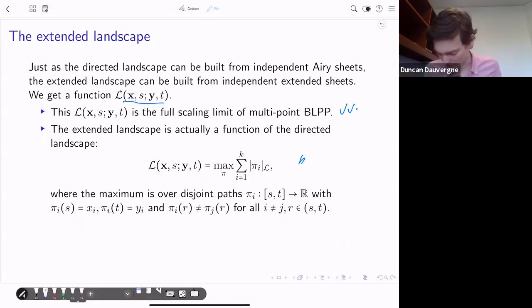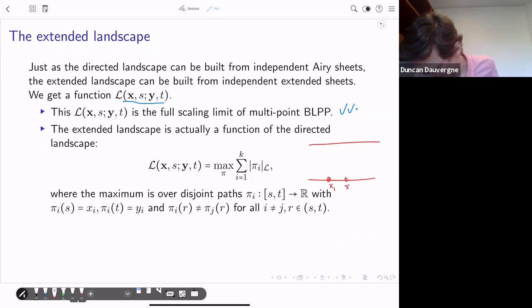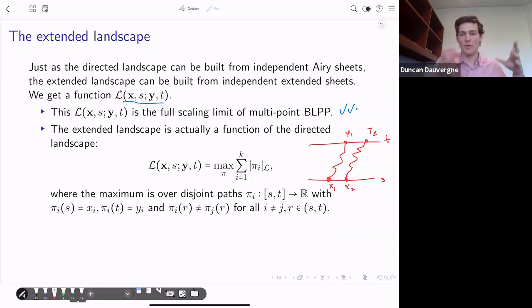So what should you have? Basically, if I want to look at, say, the extended landscape value from X1, X2 up to Y1, Y2 at some fixed times X and T, I should just optimize over sums of disjoint paths in the original directed landscape. And it turns out that this is the case as well. The extended landscape is related to the original directed landscape in this way. It's unsurprising. This is basically saying that multi-point Brownian last passage converges to multi-point landscape last passage.